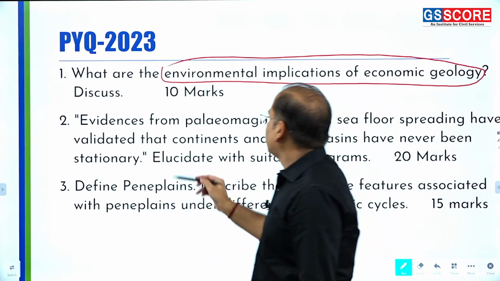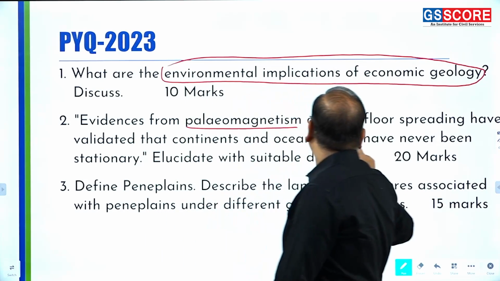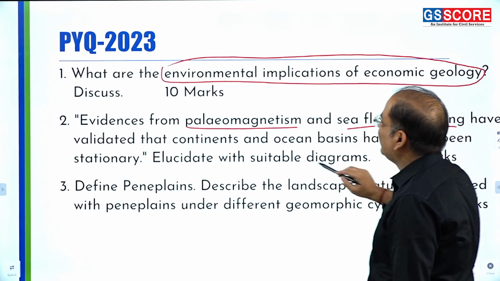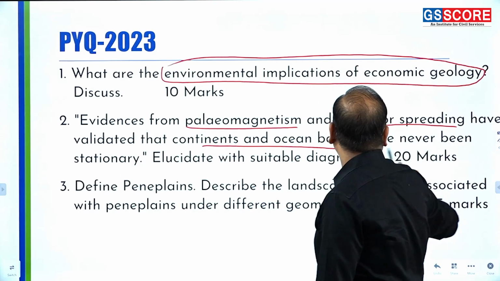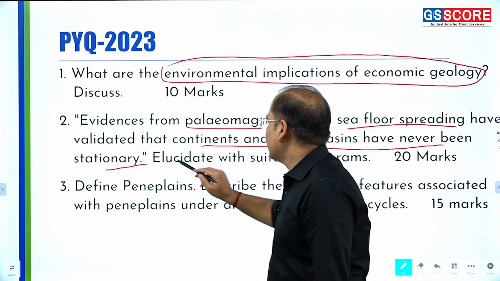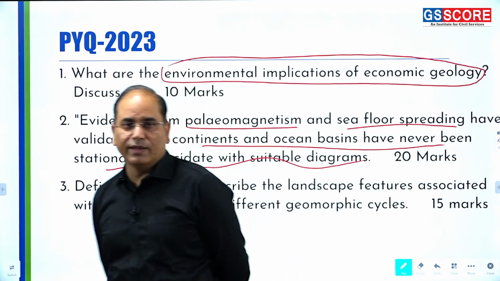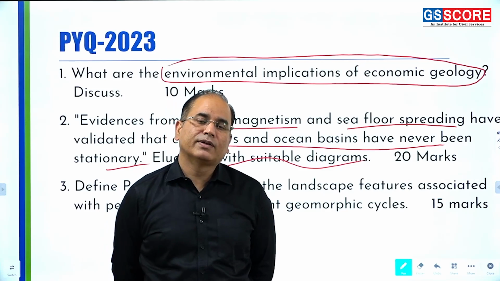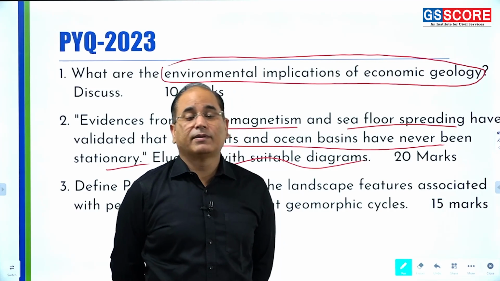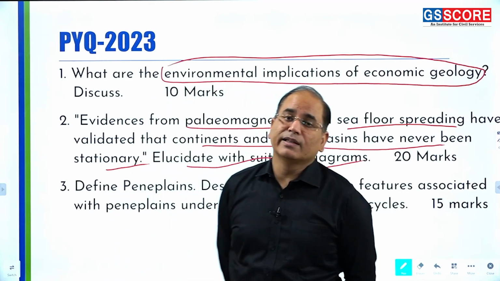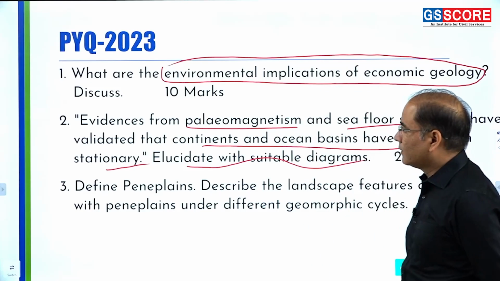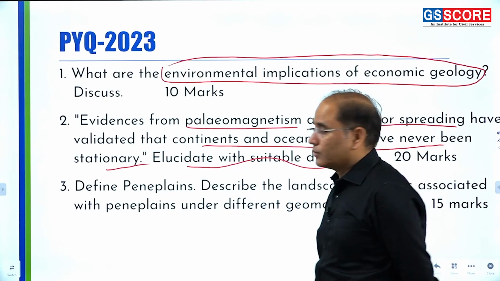Then we have: evidences from paleomagnetism and sea floor spreading have validated that continents and ocean basins have never been stationary. Elucidate with a suitable diagram. So it is mainly dealing with the concept of sea floor spreading. Then we have paleomagnetism and ultimately the plate tectonic theory. So plate tectonic theory question, continent and ocean building concept.